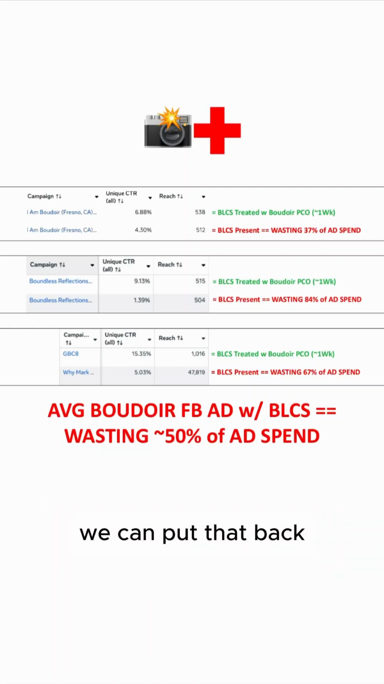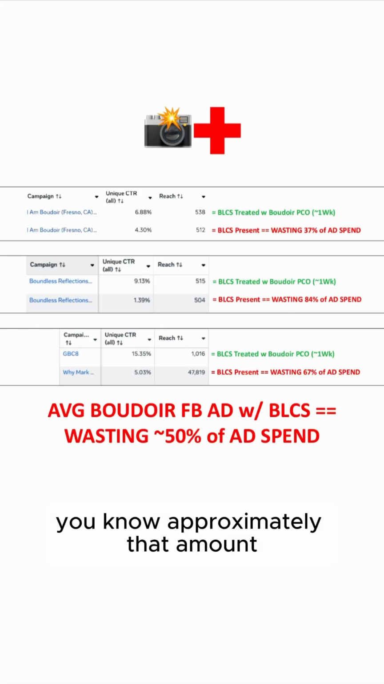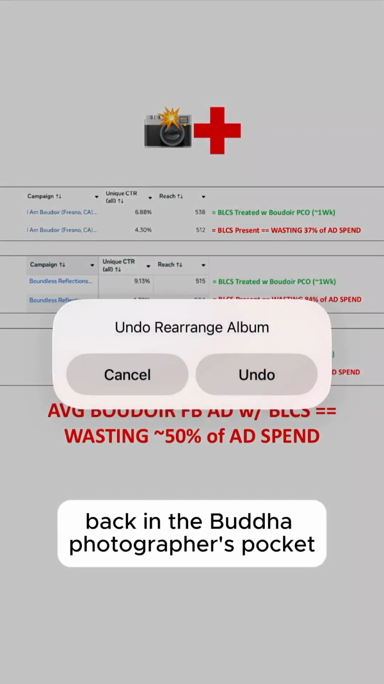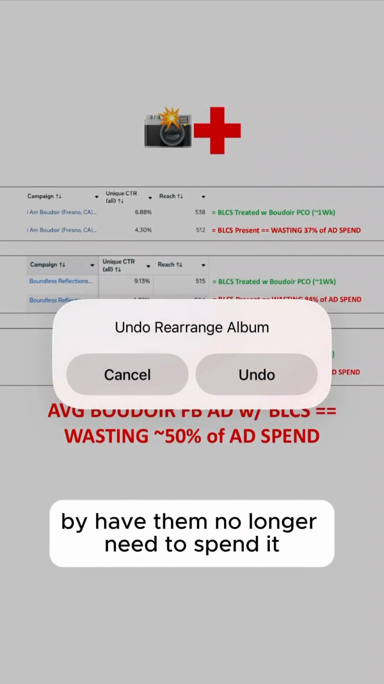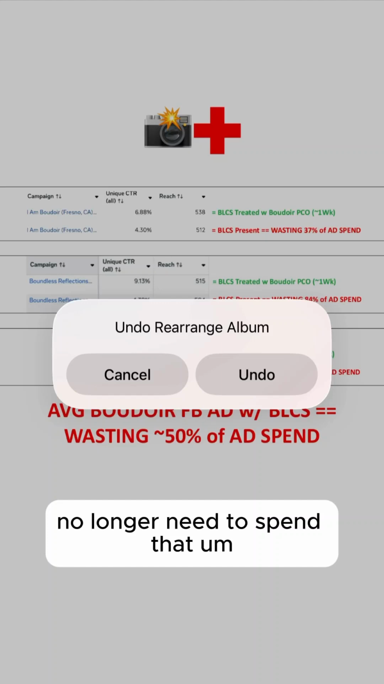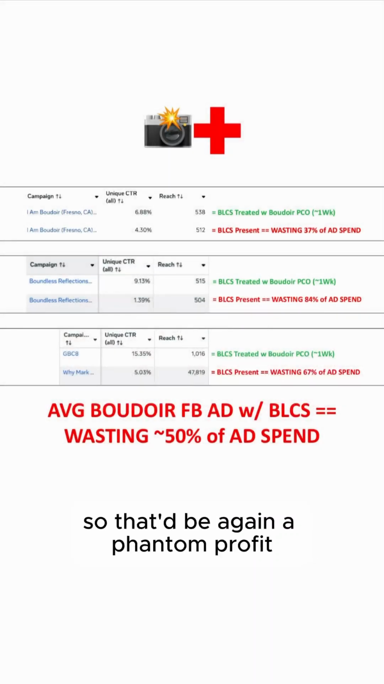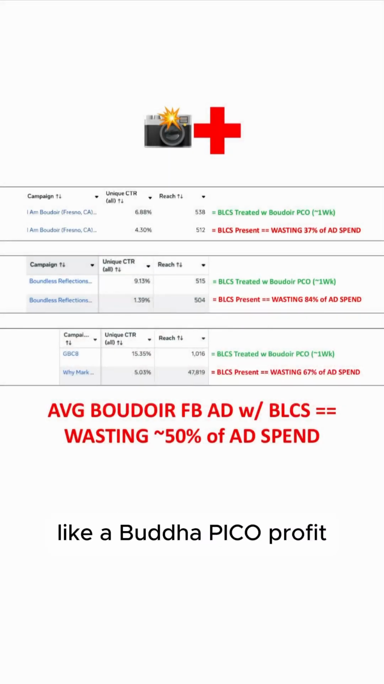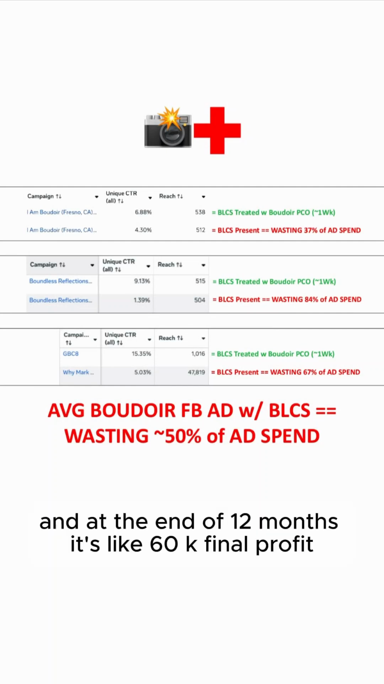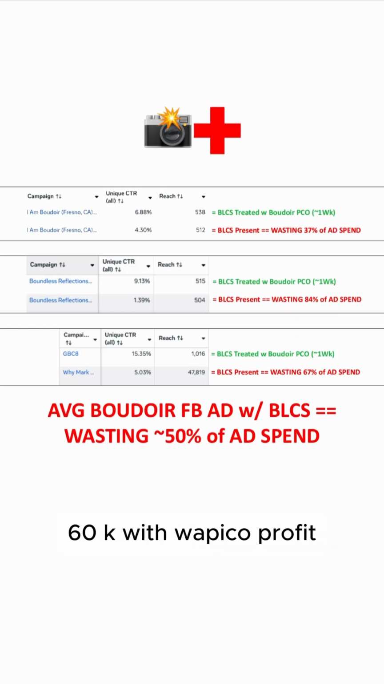We can put approximately that amount back in the Boudoir photographer's pocket by having them no longer need to spend it. So it'd be, again, a phantom profit, like a Boudoir Pico profit. And at the end of 12 months, it's like 60K phantom profit, 60K Boudoir Pico profit.